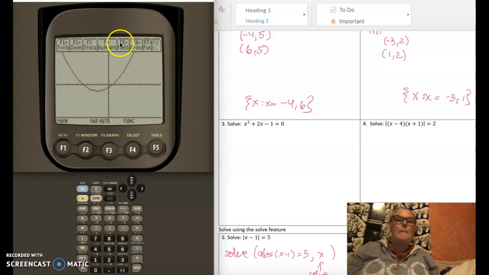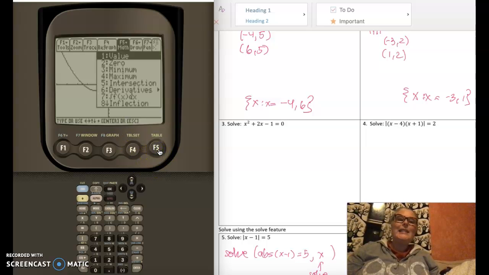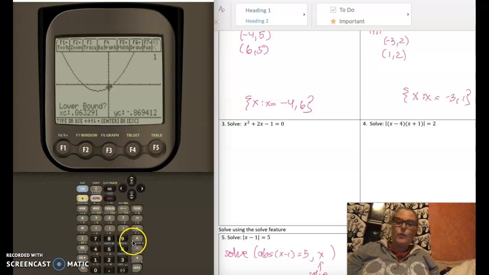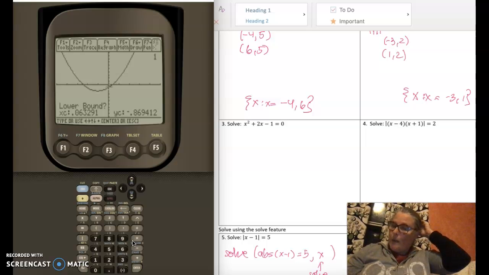And then we're going to go into math, F5 again. But instead of calc intersect, now we're calc 0. So that's choice number 2. And for us, we just have to do the lower and upper bounds of the zeros. So here on the 89, the calc 0 is actually less cumbersome than calc intersect. So for some people, they prefer doing calc 0 if they're going to do it graphically.